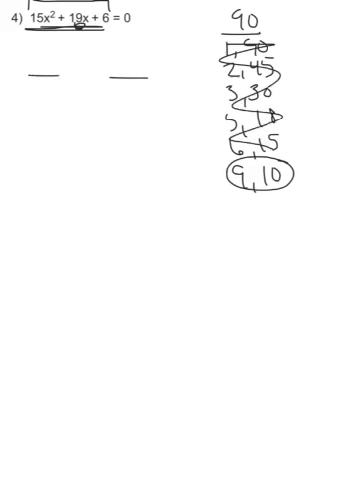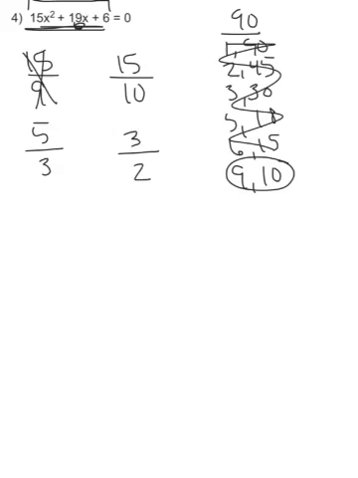So we'll make our fractions. So 15 on the top, 9 on the bottom of one, 10 on the bottom of the other, and we'll reduce. So 3 will go into the first one, so 3 goes into 15 5 times, and 3 goes into 9 3 times, and then 5 goes into the other, so 5 into 15 3 times, and 5 into 10 2 times. So our factors are 5x plus 3 and 3x plus 2.